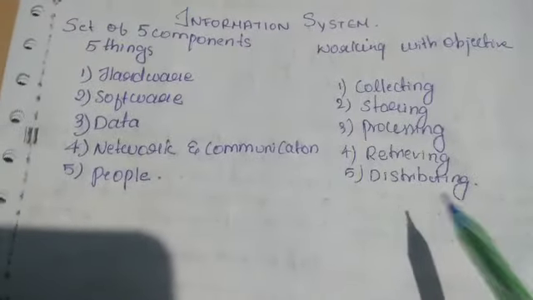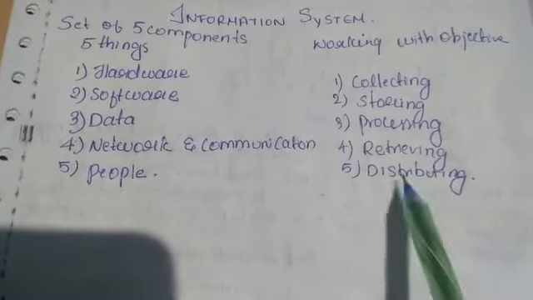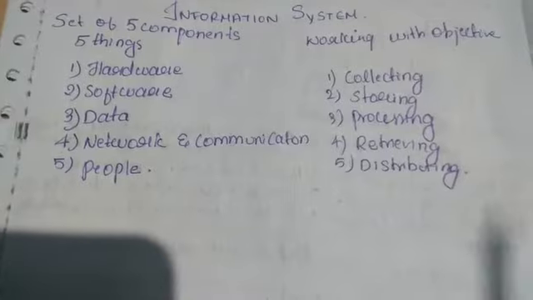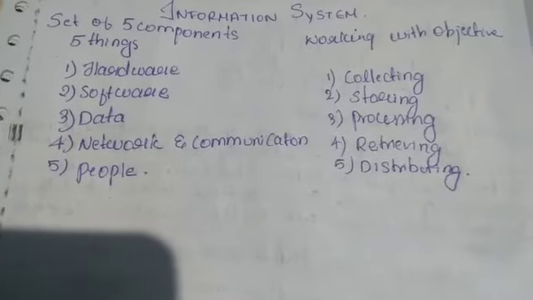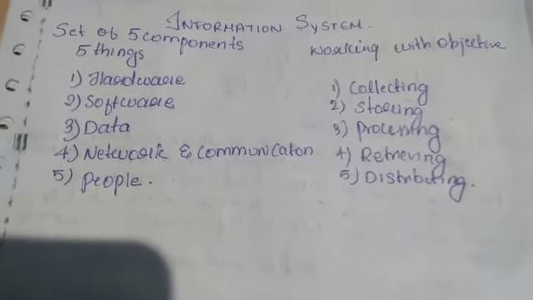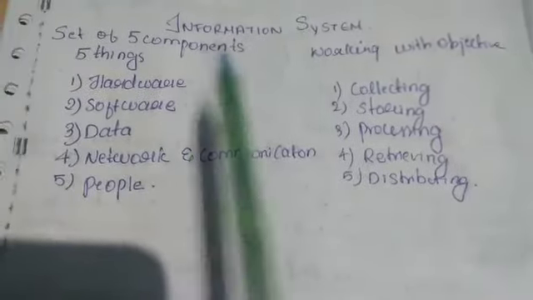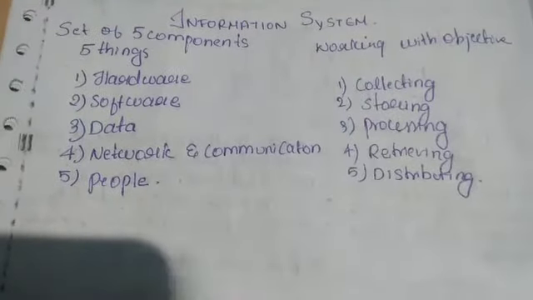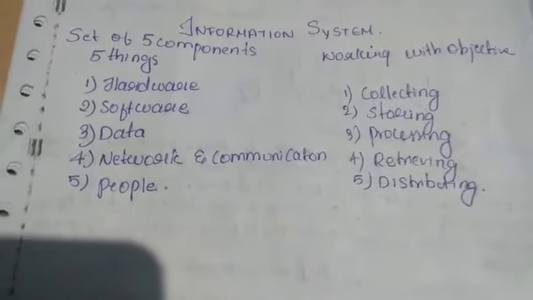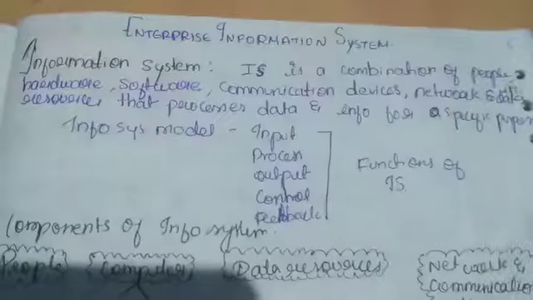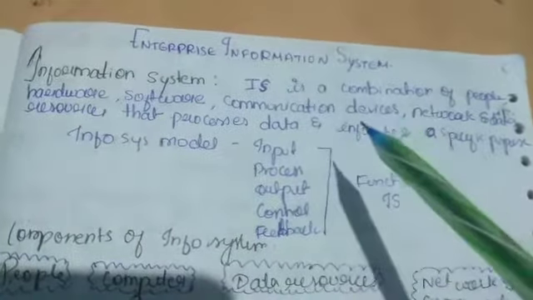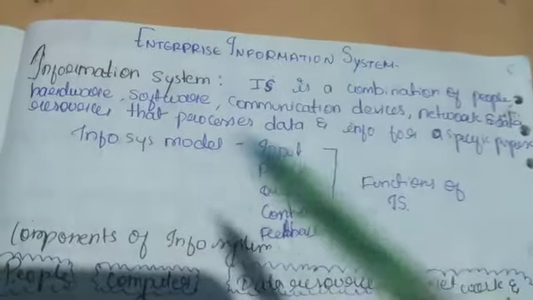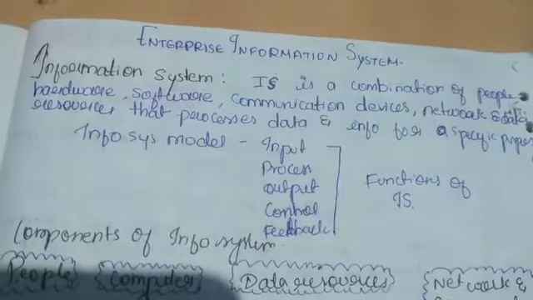Then distributing: after everything is segregated in a particular manner, the file will be saved and distributed through printout or through email or through any other social media. This is the definition of the information system. So these are the points to remember. Now I'll show the exact definition of the information system. Information system is a combination of people, hardware, software, communication devices, network and data resources that process data and information for a specific purpose.